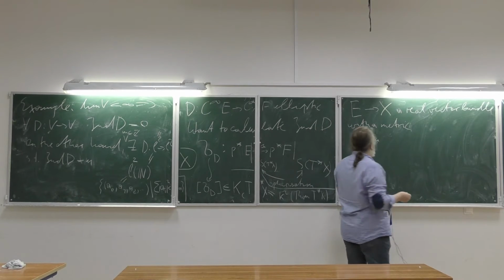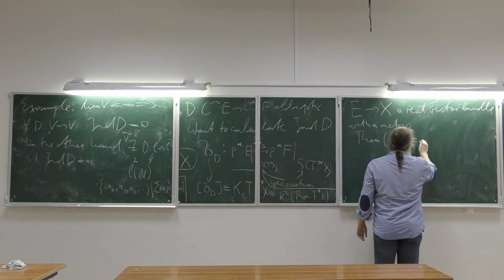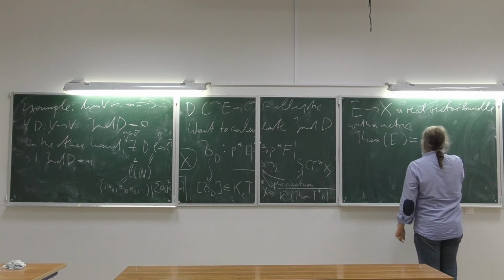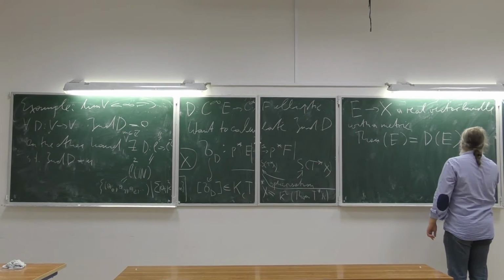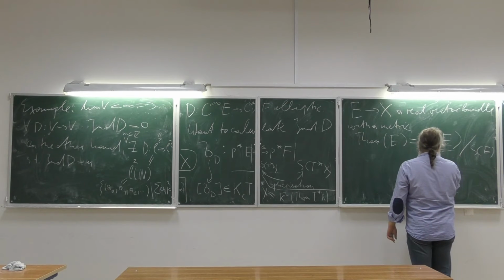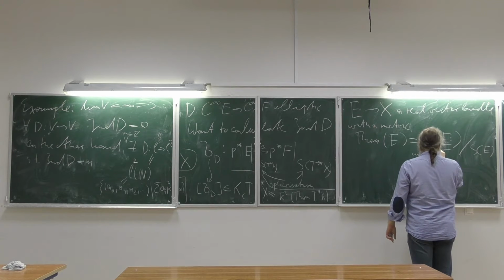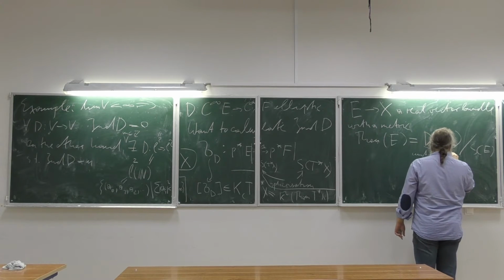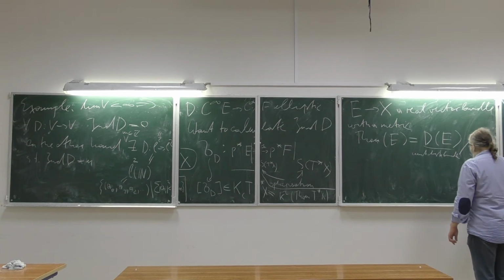Okay, then the Thom space of V is D(V) by S(V), where D(V) is the unit disk bundle and S(V) is the unit sphere bundle.